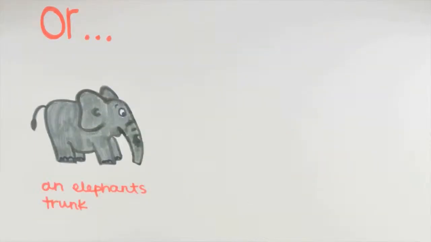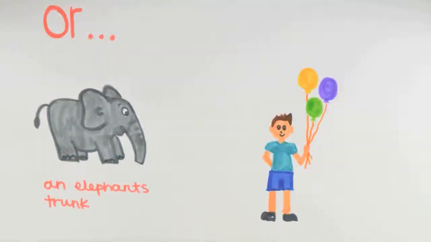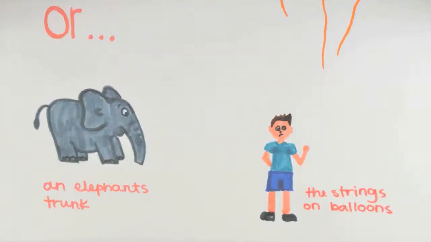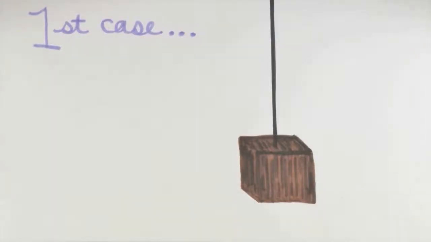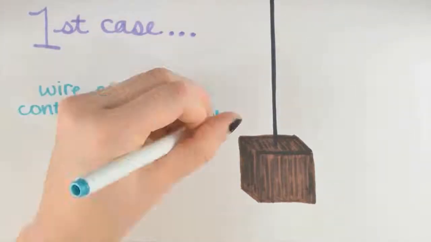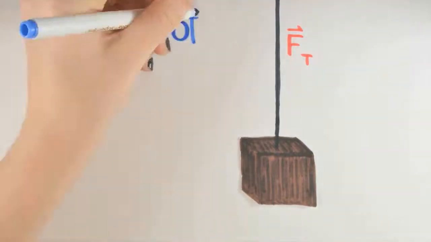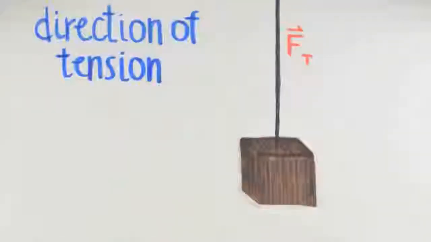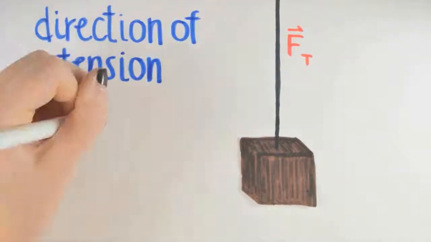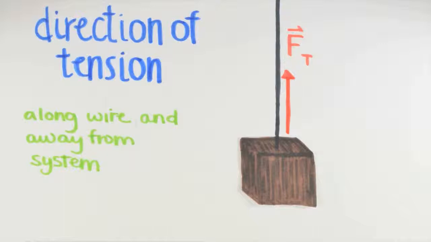What we say here will apply, for the most part, also to strings or to ropes or to something similar attached to our system. If the wire is pulled taut, then the wire can exert a contact force we call tension on our system, which we'll label with the symbol F sub t. First, let's discuss the direction of the tension force. Simply stated, the direction is along the wire, away from our system.